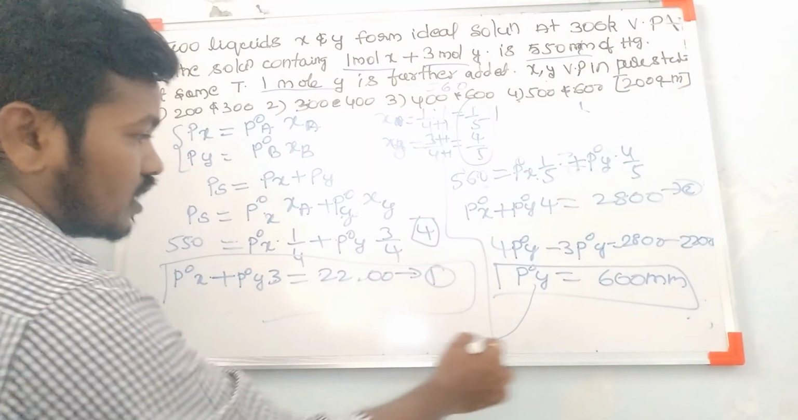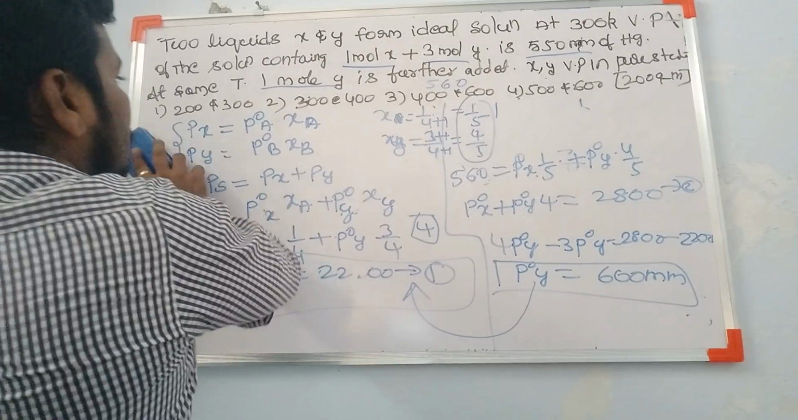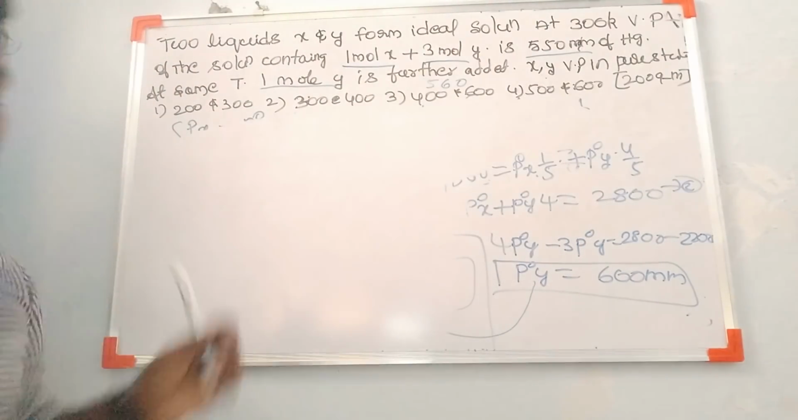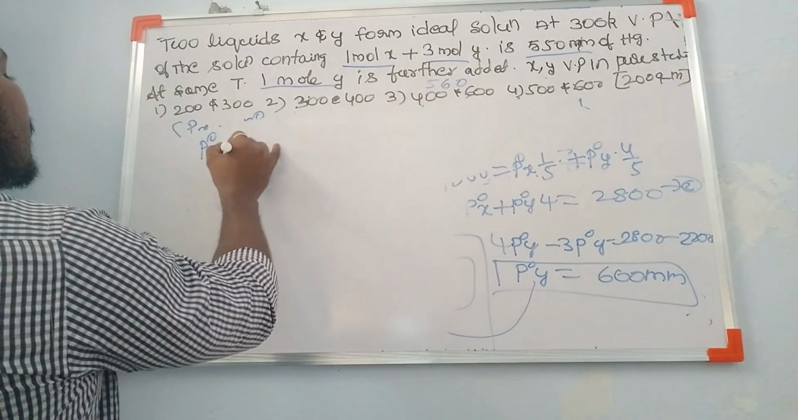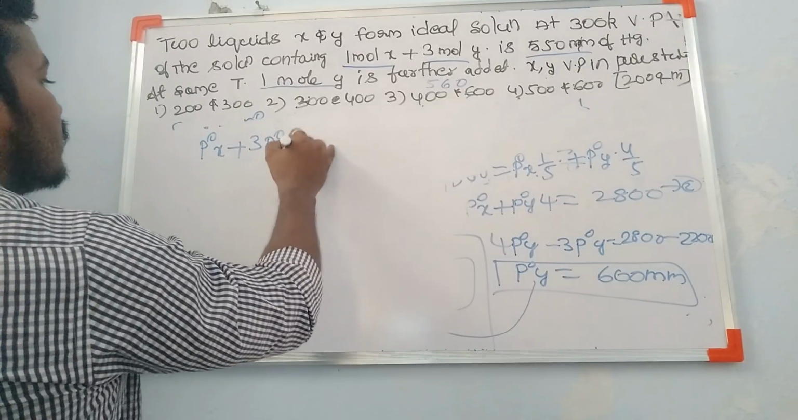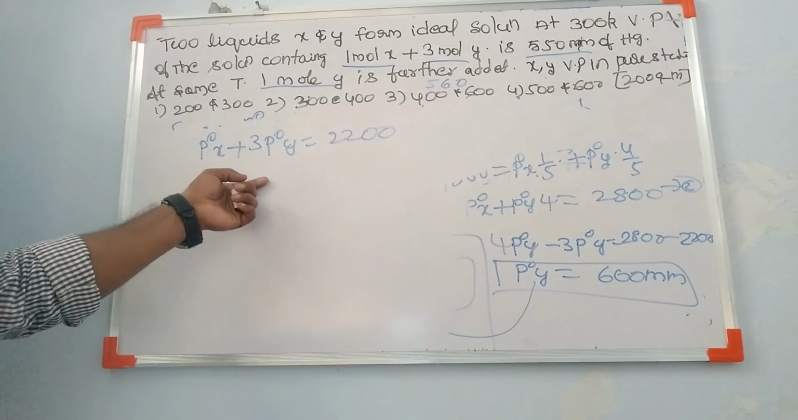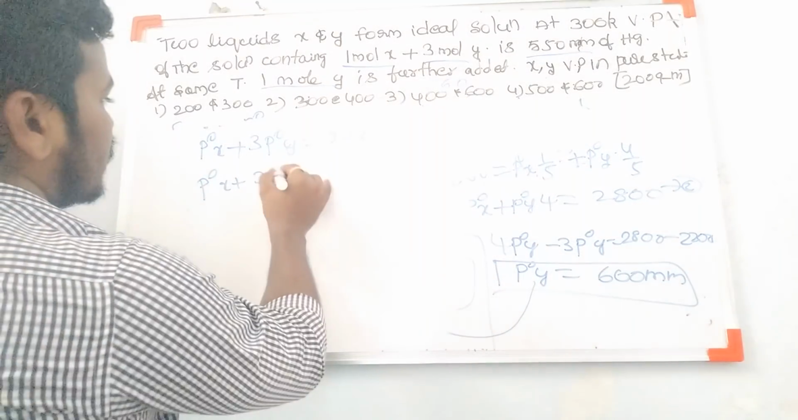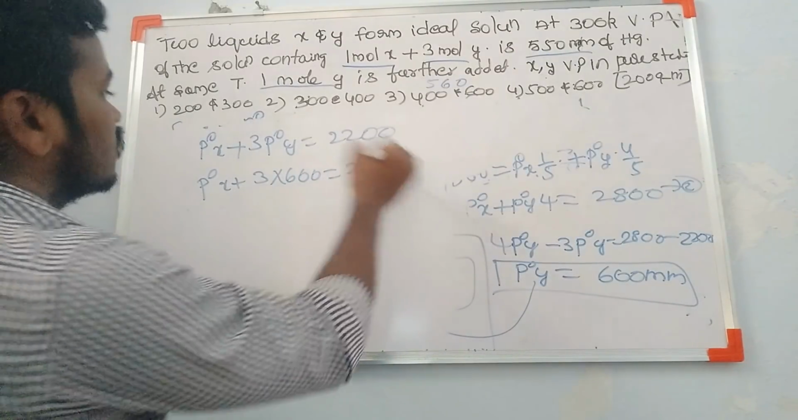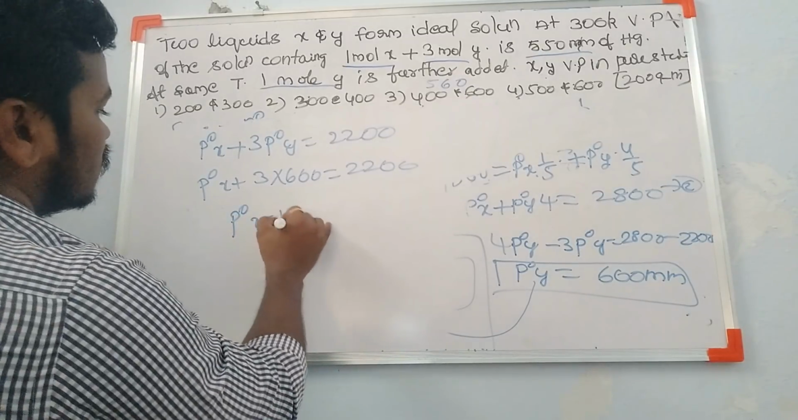If you substitute this P naught y value in the equation, you will get Px. So we have to substitute Py in the first equation. In the first equation, P naught x plus 3 P naught y is equal to 2200 mm of Hg. P naught y we got is 600. So P naught x plus 3 into 600 is equal to 2200. So P naught x plus 1800 is equal to 2200.